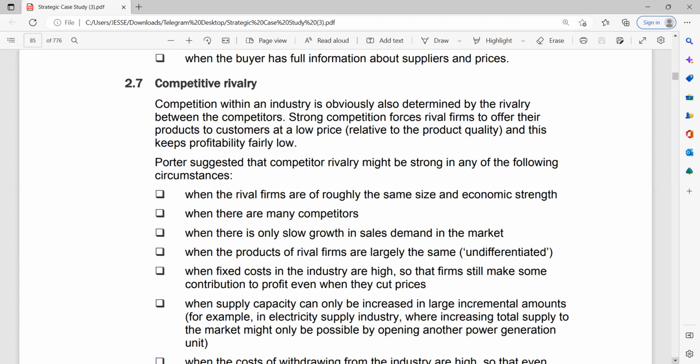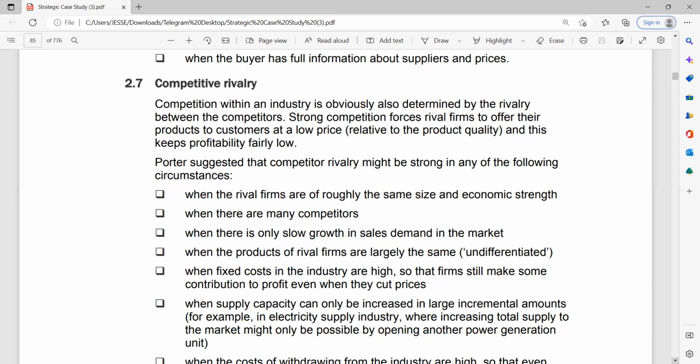Number one is when the rival firms are just about the same size and economic strength. If you have good enough companies with similar strength and size in an industry, it encourages competitive rivalry. In an industry where there's a company that is huge in size and the other ones are small, that's not proper rivalry, because the extremely big company can kick out the small companies from the industry. But where there are rival firms of roughly the same size and economic strength, competition is there.